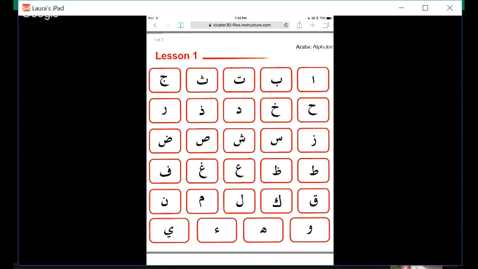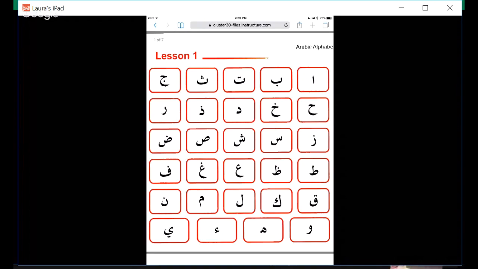Oh, I forget what that one is. Okay, that one's called Hamza. Hamza and then ya. Very good. Can you tell me which of these letters are the one-way connectors? Aleph, Dal, Ra, Zay, and Wow. Very good. Okay, can you tell me what the 3 long vowels are? Aleph, wow, and ya. Very good.